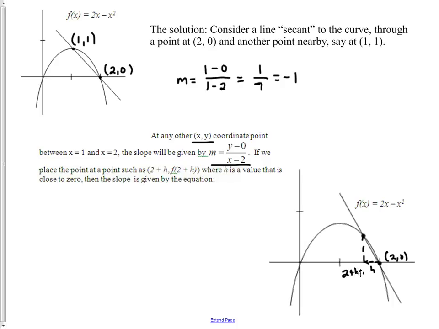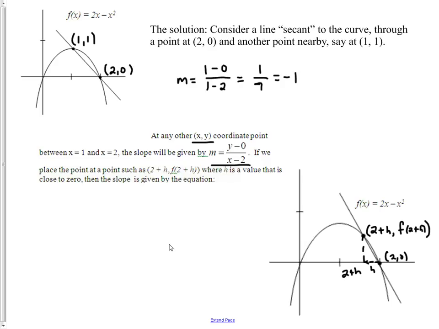Now, I'm playing fast and loose with the value h here, saying, well, let's say 2 plus h. Well, h could be a negative value if we wanted to make it to the left or the right. I'm making it to the left because that's sort of in between. All right. So at x equals 2 plus h, we might ask, what's the y value? Well, the y value will be f of 2 plus h.